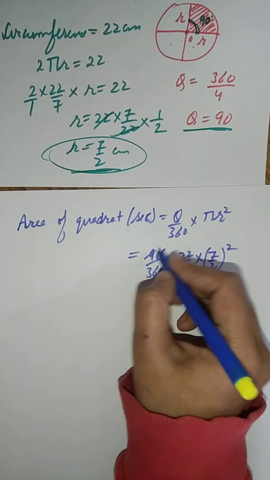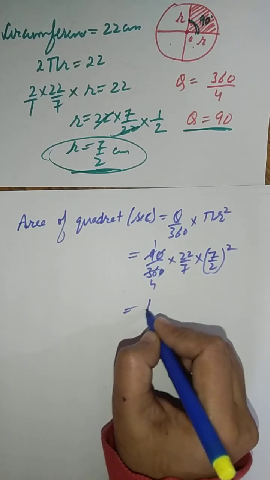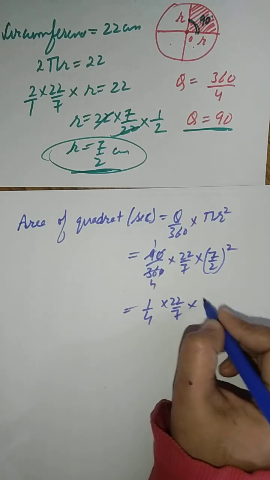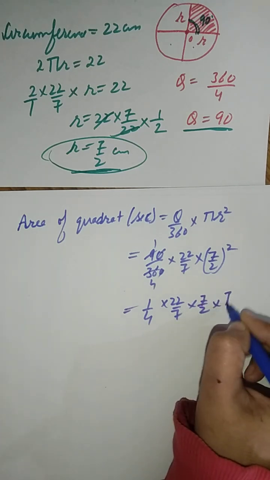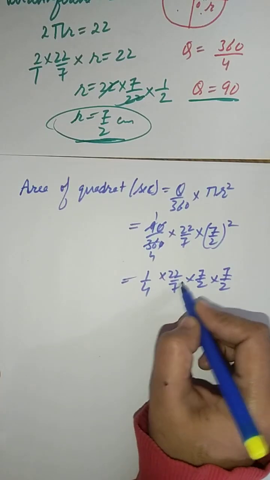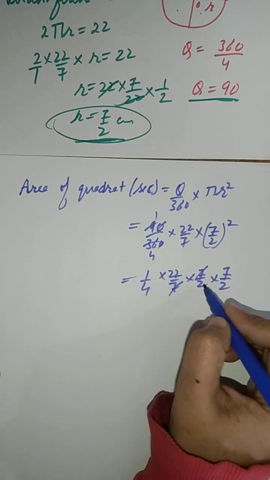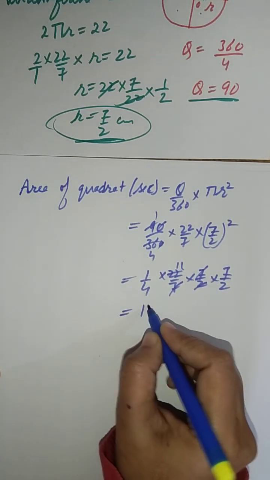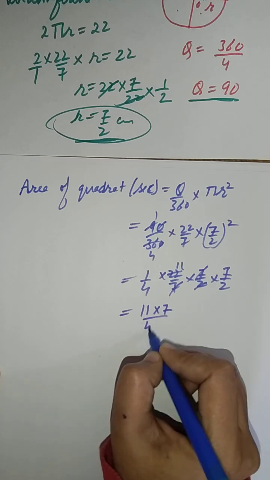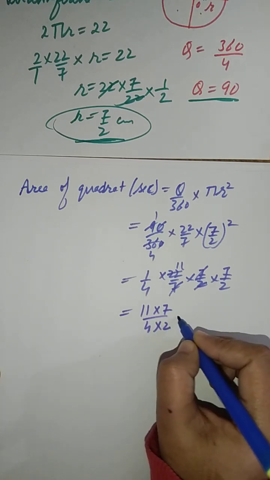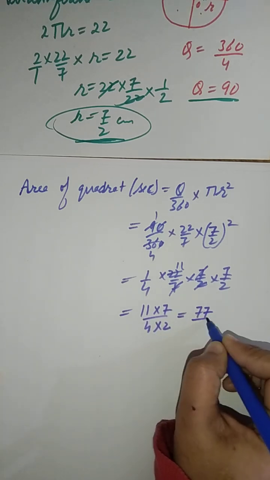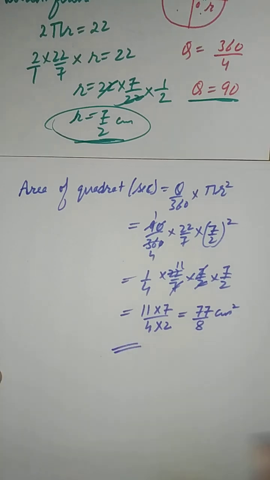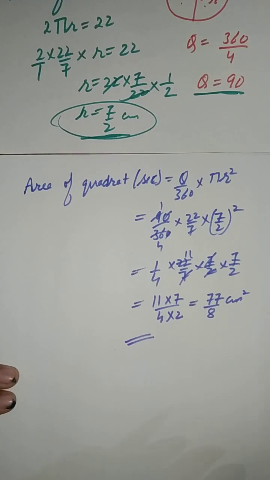0 and 0 will be cancelled, and 9 into 4 is 36. We will get 1 by 4. 22 by 7, 7 by 22 and 7 by 22. Cancel 7 and 7. You can do cutting with 2. So we are left with 11 into 7, 4 into 2. So my area is 77 upon 8 centimeter square. So this is the area of quadrant.